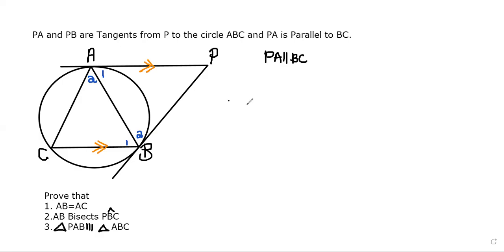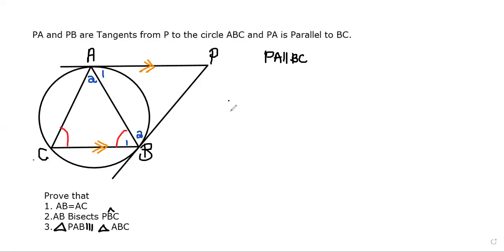For you to prove that AB is equal to AC, it's one and the same thing as proving that this side is equal to this side. To prove that AB is equal to AC, you simply must prove that angle B1 is equal to angle C. If you can prove that angle B1 is equal to angle C, you will have proved that AB is equal to AC. Now let me show you how to prove that.